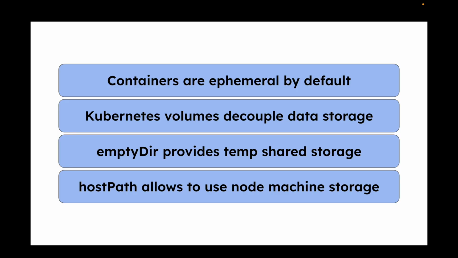Now, while emptyDir survives container restarts, what happens if the whole pod is deleted or the physical worker node explodes? emptyDir dies with the pod. That brings us to our next major architectural step, persistent volumes. In the next session, we will look at how we can build production grade persistent storage that survives node crashes and pod deletions.